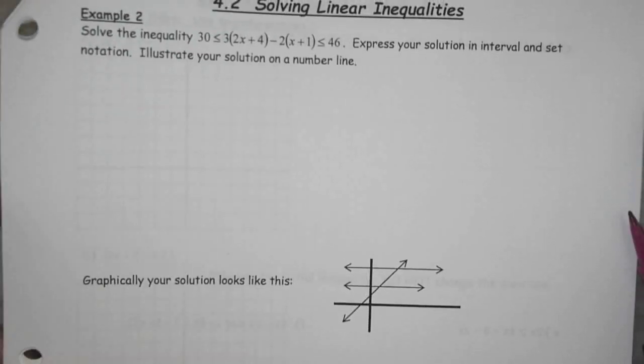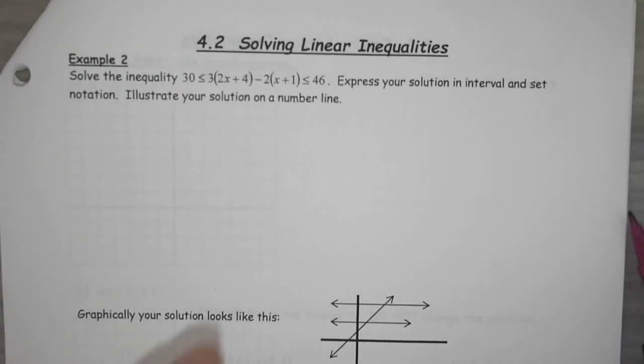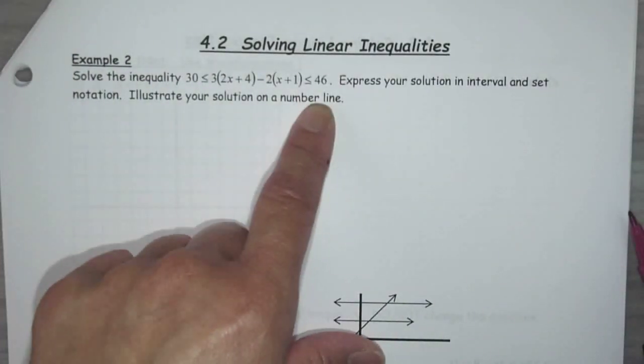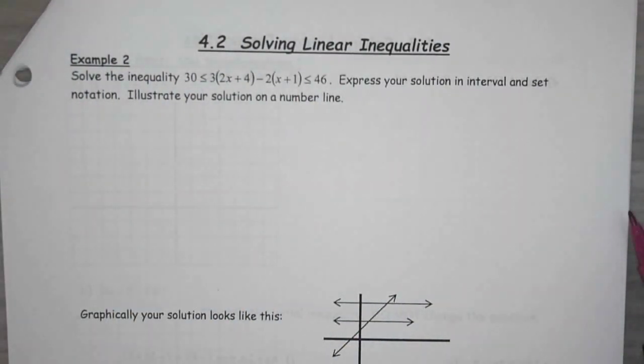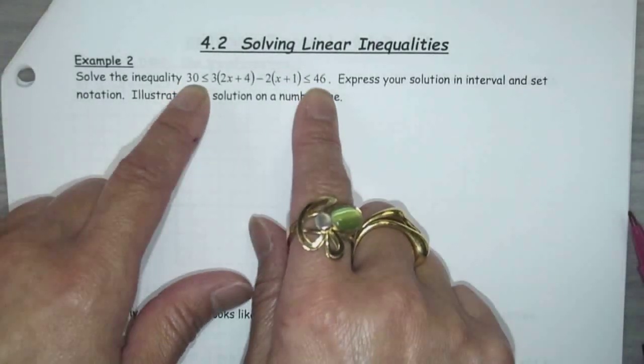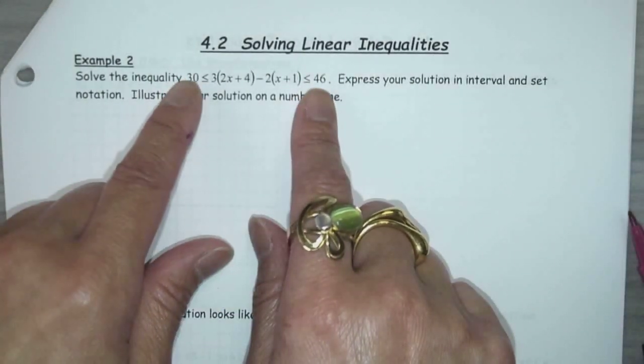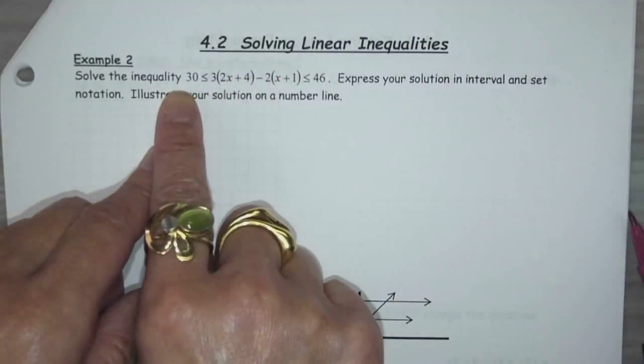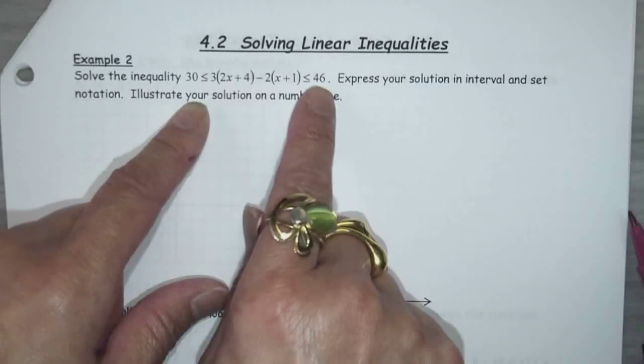For this next one, we are going to just keep answering. I want you to practice expressing an interval in set notation and then on a number line, right? So again, it's not a difficult one, except now this is the first time we have two sides. We have 30, and this is in the middle. So this is greater than or equal to 30, and it's less than or equal to 46.